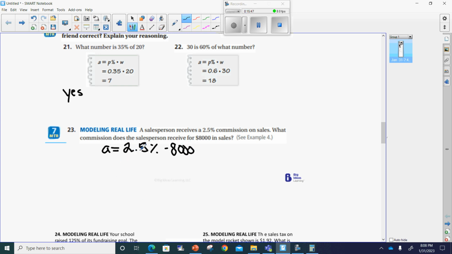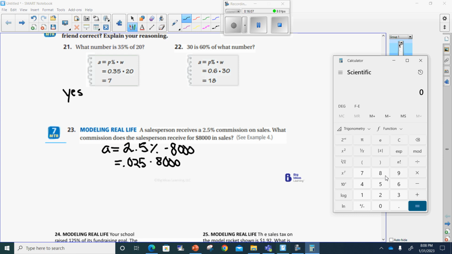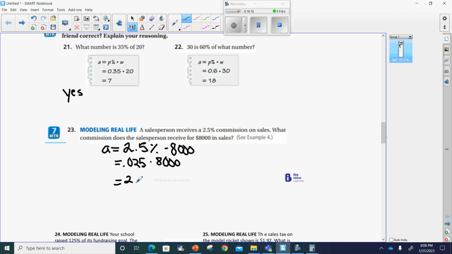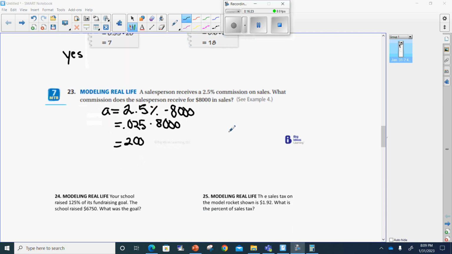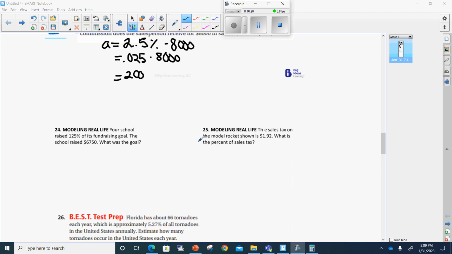Well, to use this 2.5%, I'm going to have to move it over twice, which will turn it to 0.025. And that'll be times 8,000. That'll give him the amount. Let's see what that is. If I take 8,000 and multiply it by 0.025, that's going to give me $200. So you should get $200 for his sales.